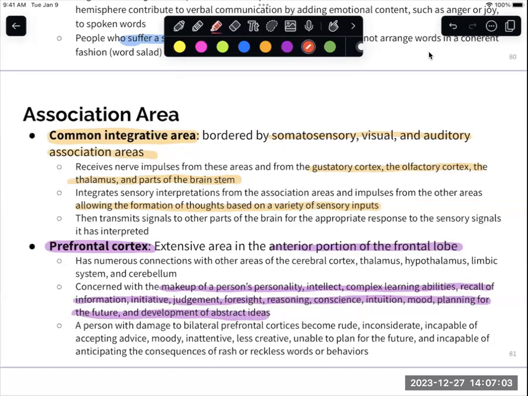If there's damage bilaterally, people become rude, inconsiderate, incapable of accepting advice, moody, inattentive, less creative, unable to plan for the future, incapable of anticipating the consequences of rash or reckless words or behavior.